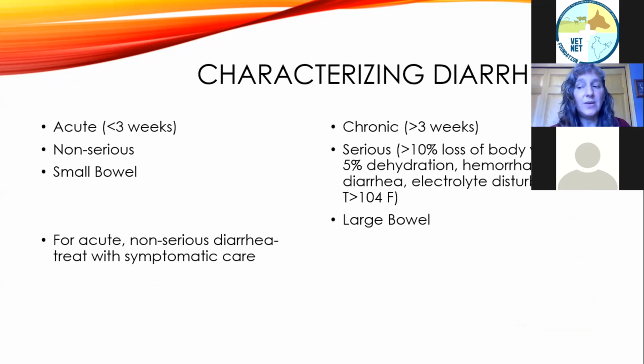With the information that you obtain from the owner and possibly some basic blood work, you can characterize the diarrhea. First, you look at, is it acute or chronic? Acute being under 3 weeks and chronic being present for longer than that time. Is it non-serious or serious? With serious being over 10% loss of body weight, 3 to 5% dehydration, having hemorrhagic diarrhea, and electrolyte changes, or the cat's temperature being over 104 degrees Fahrenheit.